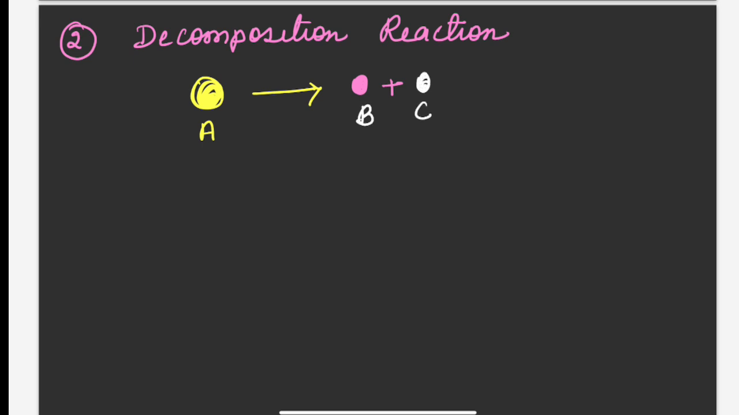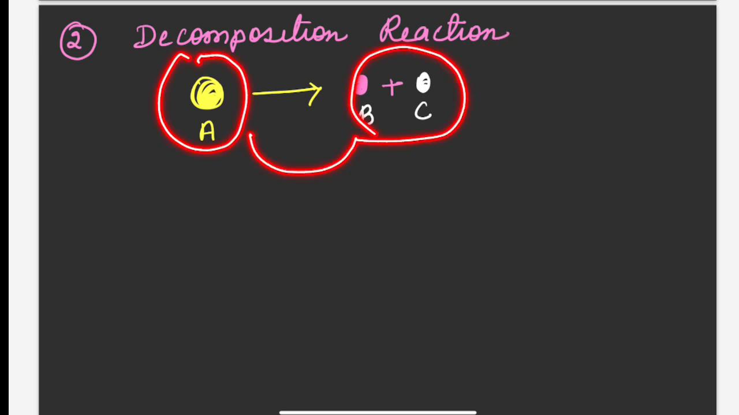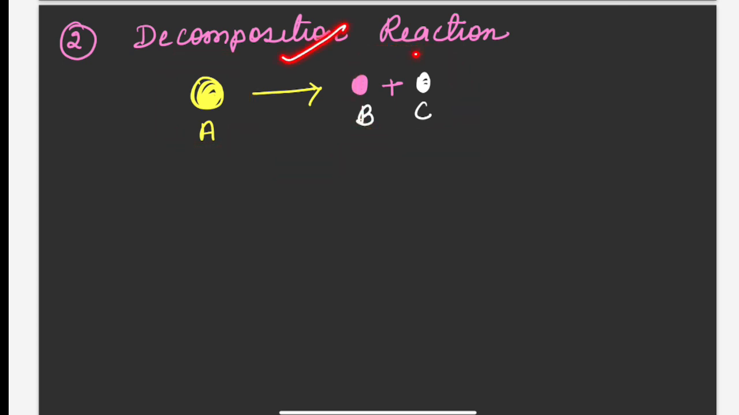So what is happening here? How many reactants have we taken? We have taken one reactant. How many products are we getting? We are getting two products. So such type of reactions we call decomposition reaction. One reactant will be converted into two or more products. So such reactions are called decomposition reaction.